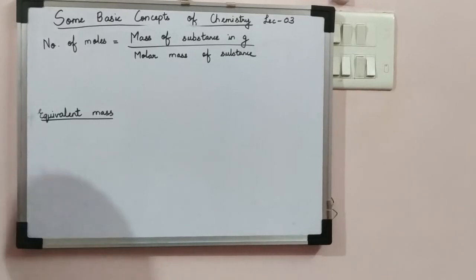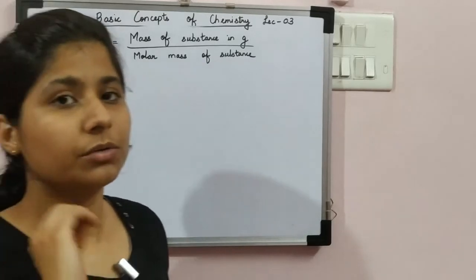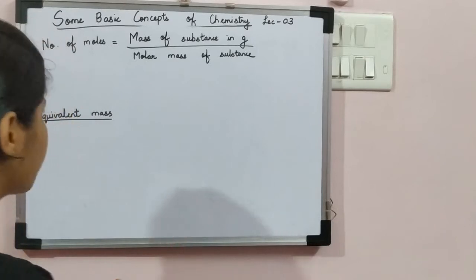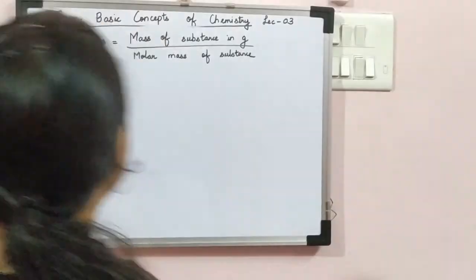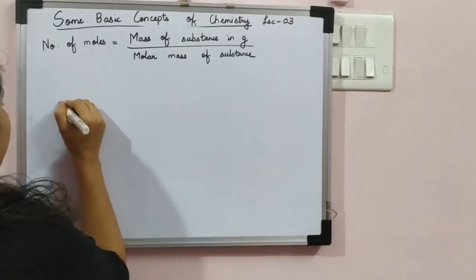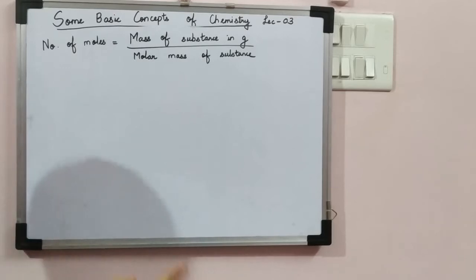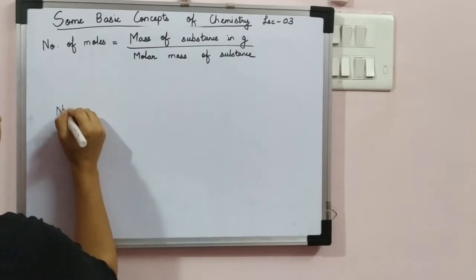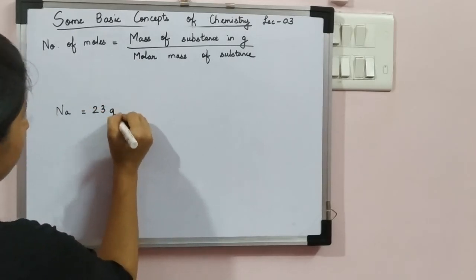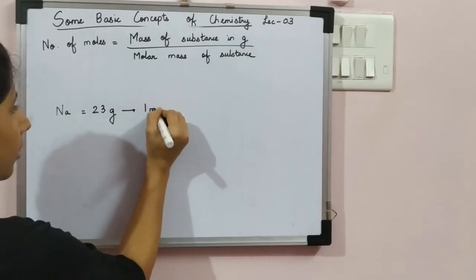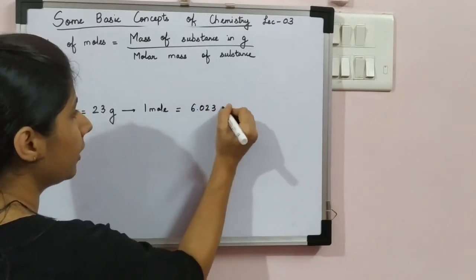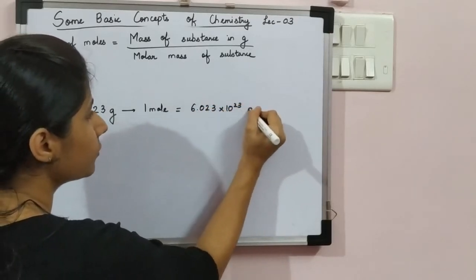The next concept that we will learn is how to calculate the number of moles of any substance. Now, as I was saying previously, if I take the atomic mass unit of any substance and if I take it in grams, that would be 1 mole. Now let's say for sodium. Sodium, the atomic mass unit is 23. Now if I take this atomic mass unit in grams, this will be equal to 1 mole. Now what is this 1 mole? This 1 mole is equal to 6.023 × 10^23 atoms of sodium.